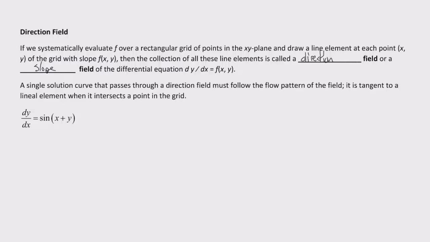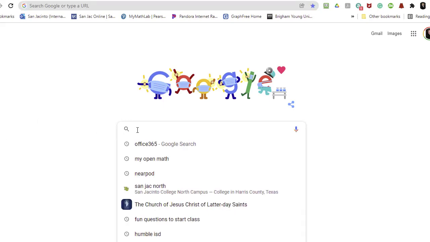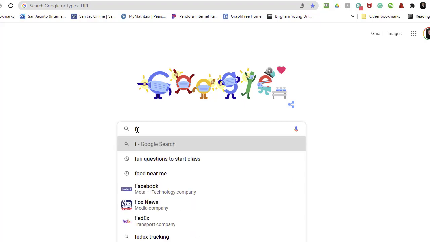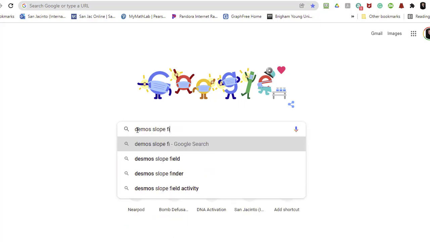So let me pull up this website and I'll walk you through that. All right, so we're going to go to Google, and we're just going to type Desmos, and I'm going to do slope field.